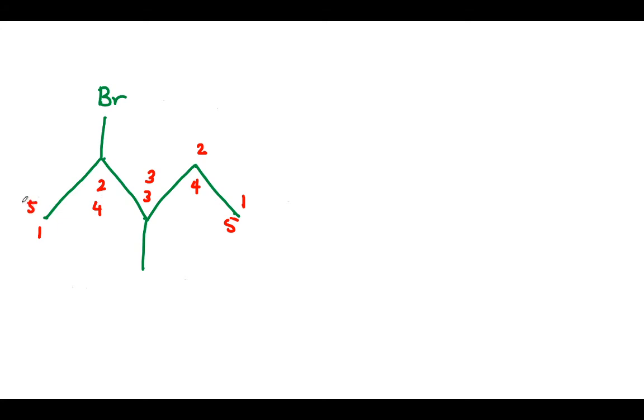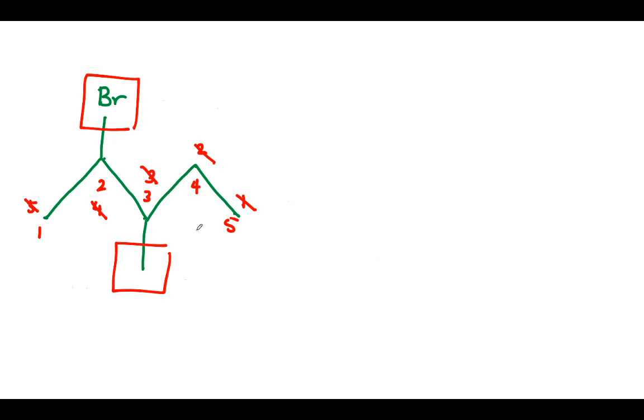So my 2 options are either 2 and 3, or 4 and 3. And I like that 2 and 3 is lower than 3 and 4, because I want the lowest numbers possible. So I'm just going to cross out this numbering here, so I know this is the numbering I'm going to stick with. My two side groups are this methyl group here, with just one carbon, and this bromine here.